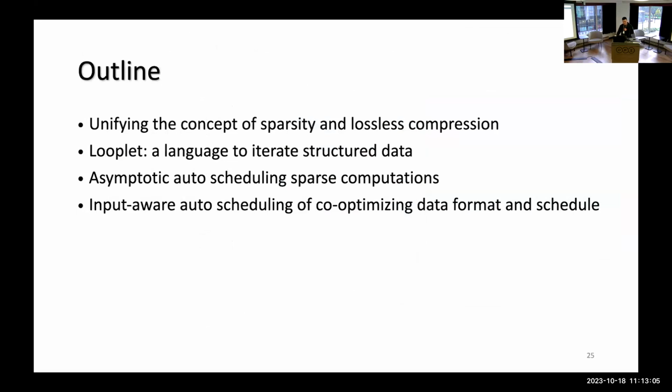So now I'm going to talk about 2 auto-scheduling languages. The first one is asymptotic scheduling language, because for sparse computations, input data pattern actually affects performance. The first one doesn't consider input pattern, input sparsity, but the second scheduler actually considers input sparsity.